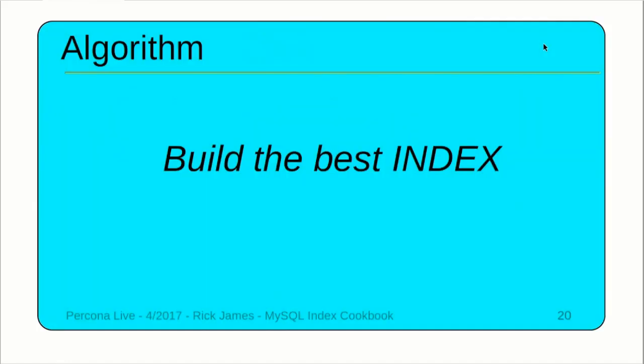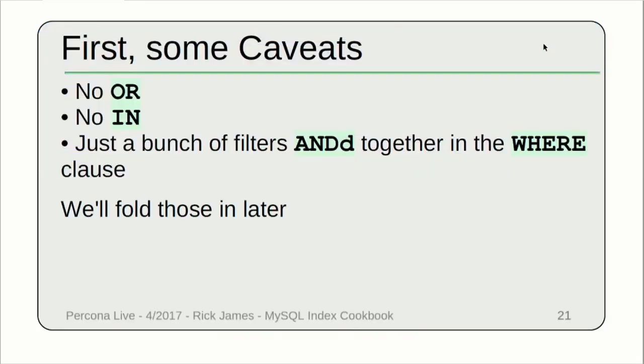Moving on. The algorithm. Now that you have examples of most of the algorithm, let's try to lay out how to do it. First, we're not going to handle OR in this algorithm. We're not going to handle IN. And we're assuming the where clause is a bunch of ANDs, things ANDed together.